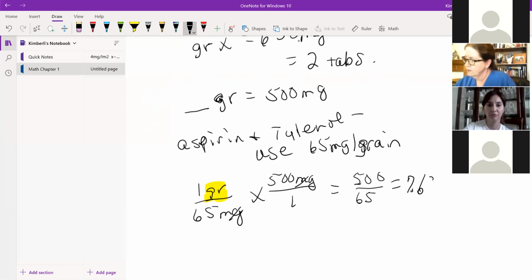7.69. Would I be able to round up to just 7.7? Or is there a certain amount of decimals you want us to round to? I like to see 2 decimal places, okay? But honestly, if you gave me 7.6923076, it's not wrong, okay?